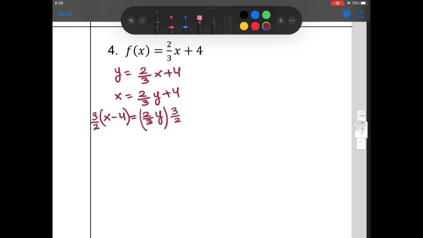So on the other side also you're going to multiply by 3 over 2. But please make sure, remember, to distribute the 3 over 2. Put that in parentheses if there's a binomial, like x minus 4. There were 2 terms, so I put parentheses around them. And I'm going to distribute it.